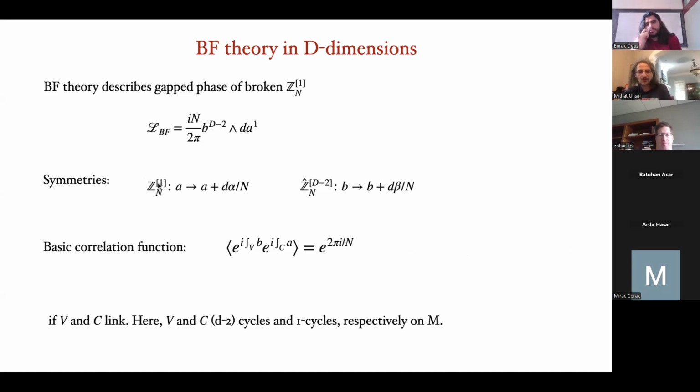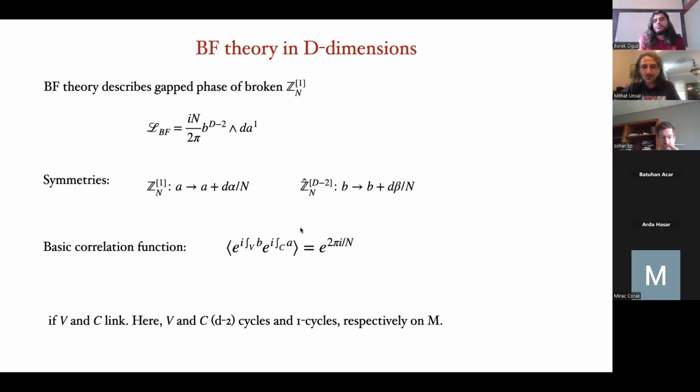And you can show that this Lagrangian has two symmetries. One of them is this Zn one-form shift symmetry, and the other is this Zn shift symmetry associated with this D-2 form. And the basic correlation function gives you this phase, the mutual statistics between these two. Here, if you are considering the theory on some manifold M, V is some D-2 cycle and C is a one-cycle. If you are considering the theory on R to the D, these are essentially boundaries.